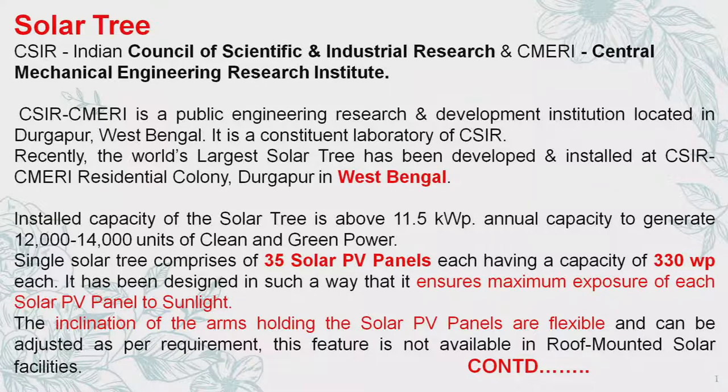A single solar tree comprises 35 solar PV panels, each having a capacity of 330 Wp. It has been designed in such a way that it ensures maximum exposure of each solar PV panel to sunlight. The inclination of the arms holding the solar PV panels is flexible and can be adjusted as per requirements. This feature is not available in roof-mounted solar facilities.